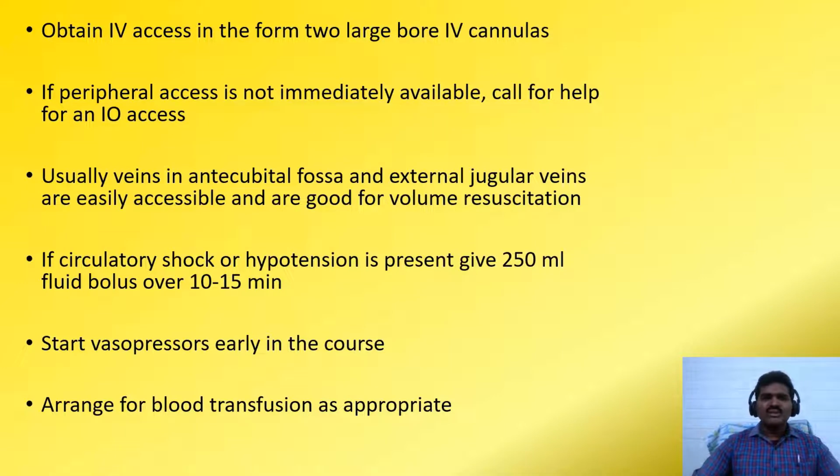Usually, veins in the antecubital fossa and the external jugular veins are more easily accessible, especially in those patients who are shocked, and are also good for volume resuscitation. The common notion that a central venous line is more preferable for volume resuscitation, and that a peripheral line is not useful, is wrong.